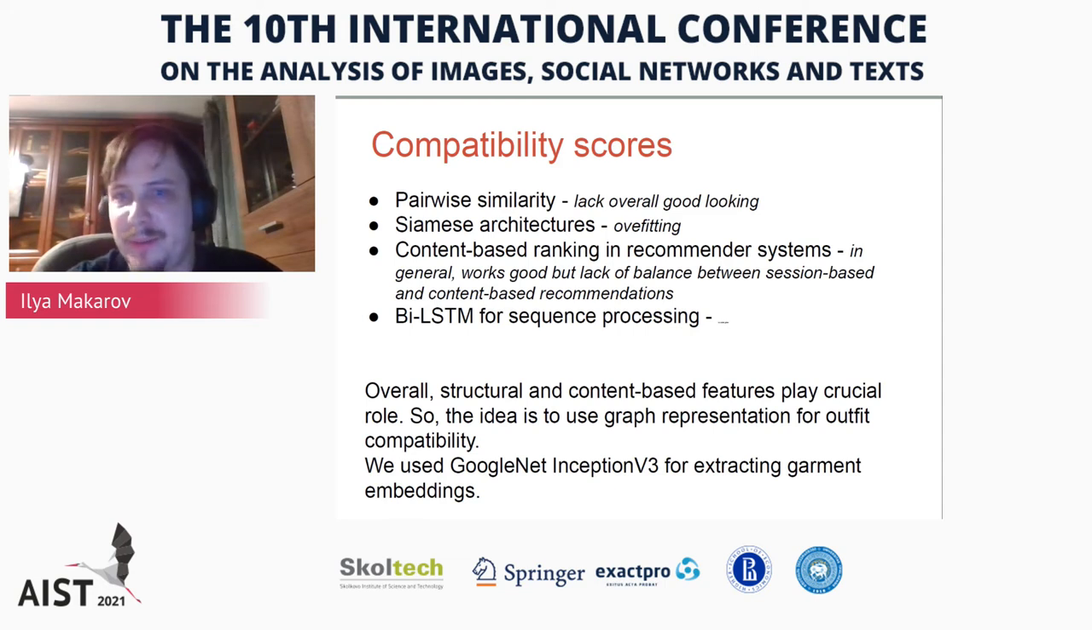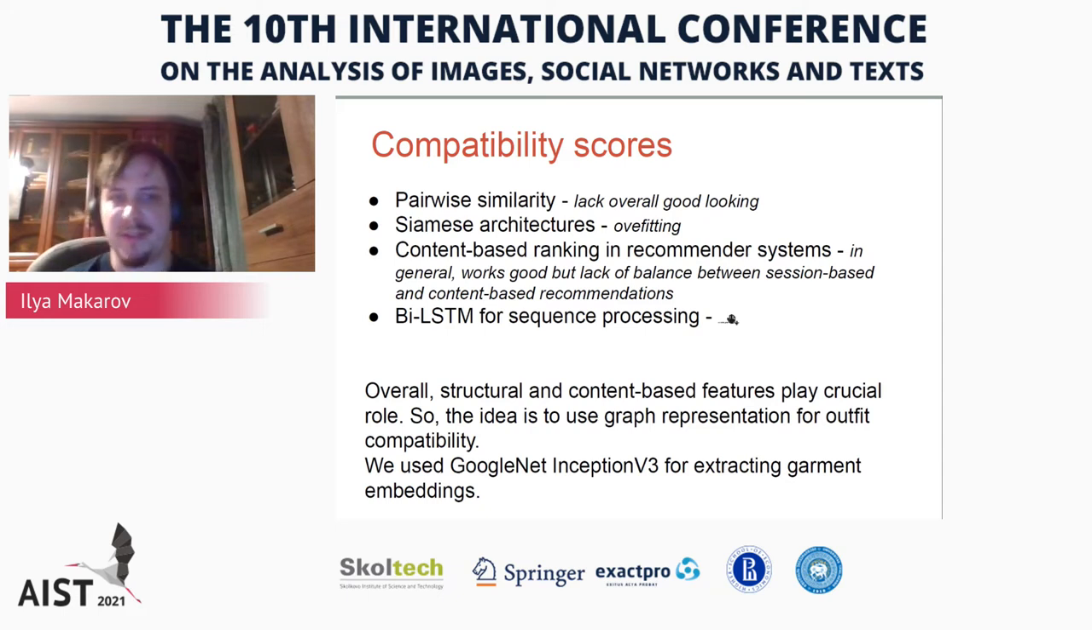And for content-based ranking and recommender systems, there were several papers, including papers presented at the AIST conference. So in general, it works well, but it lacks balance between session-based and content-based recommendations. So basically, when you're trying to extend your outfit, you may overfit either for user preference or what they are choosing, or you may overfit for something related only to style components and not tackle overall statistics in general. There are also approaches based on BLSTM for sequence processing, but the problem is that usually there is no order sequence in the outfit dataset, so it's hard to say how it should be properly trained. So at least there need to be some modifications of BLSTM which take into account the order of items, so it will be trained well. So overall, structural and content-based features play a crucial role in this task, and the idea is to use a structural, basically graph, representation for outfit compatibility.